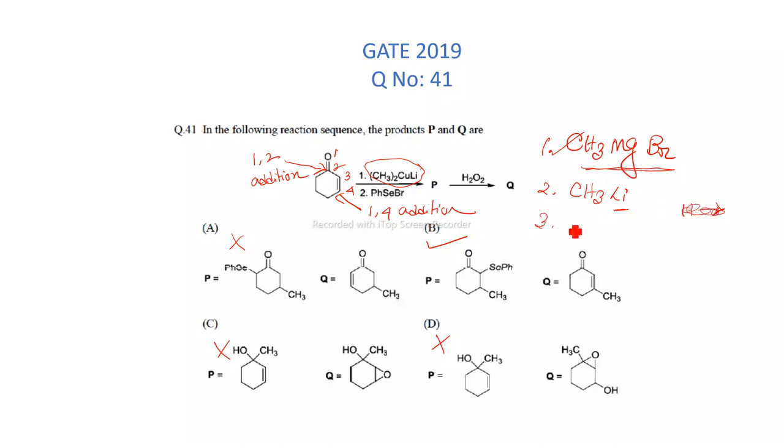If we use CH3Na, suppose that time both attacks can be possible. Here 1,2 attack, here also 1,2 attack. But here both attacks, 1,2 and 1,4, are equally feasible, with CH3Na. Okay. If we use CH3 with Zn, then tell me, Zn is hard or soft?